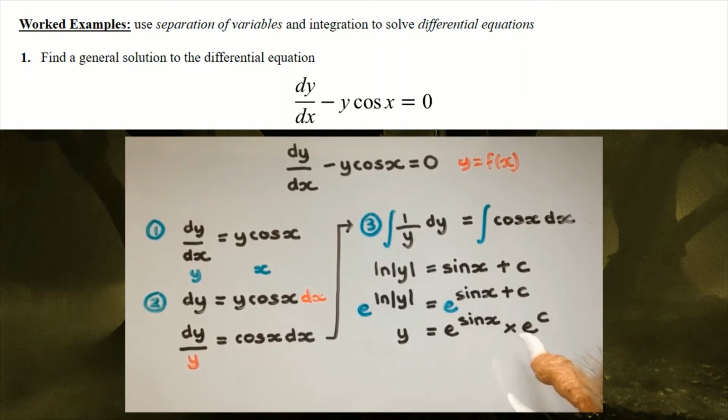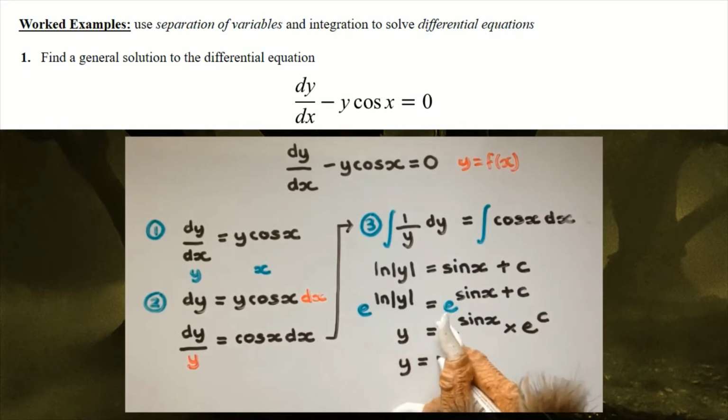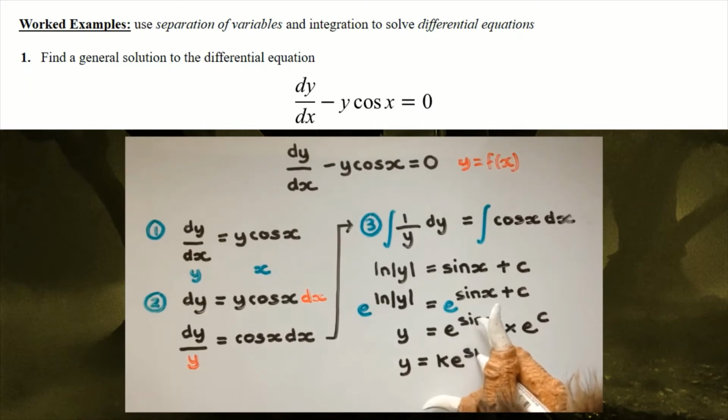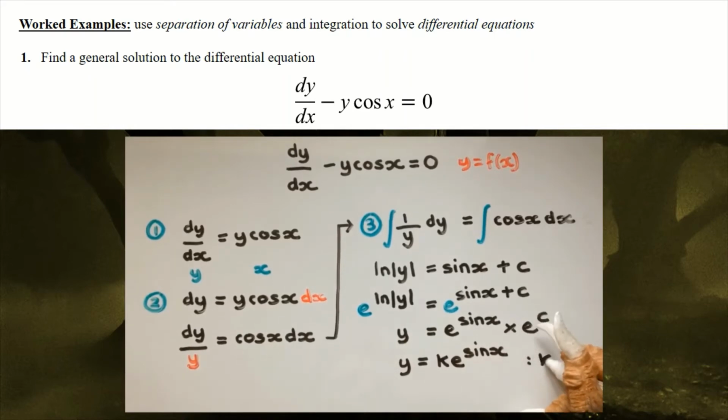And if you want to, e to the power c is also a constant, because if you have a constant in your power, the constant is just a constant. If you use the constant as an index, e to the power of a constant is also a constant. So you might just like to finish this off by saying, okay, well, y equals k e to the sine x, such that k is a constant. Okay, and that would be your general solution.